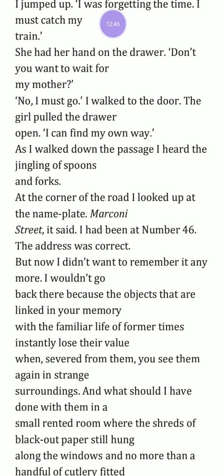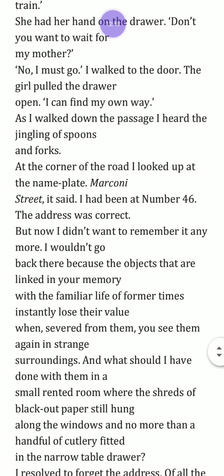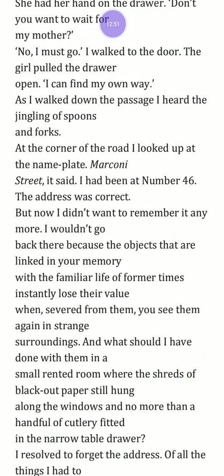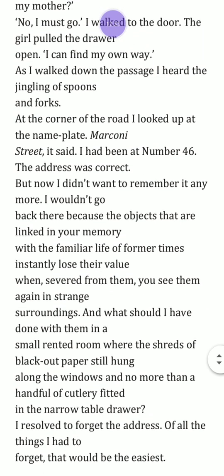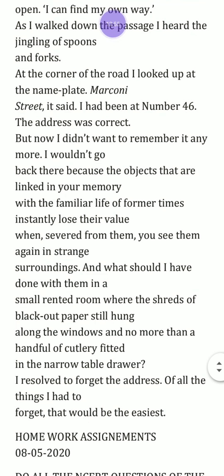As I walked down the passage, I heard the jingling of spoons and forks, and at the corner of the road I looked up at the nameplate, Marconi Estate. It said I had been at number 46. The address was correct. And now, with confidence, she is saying that the place she has visited, Marconi Estate, number 46, was right and exactly the place my mother had suggested I visit.